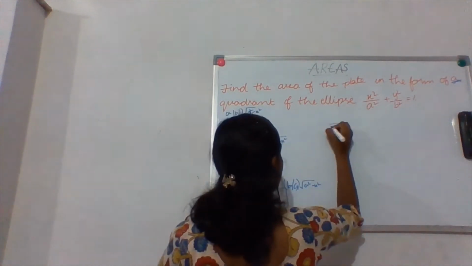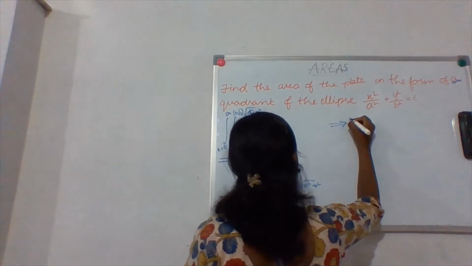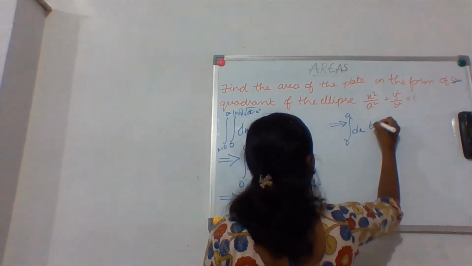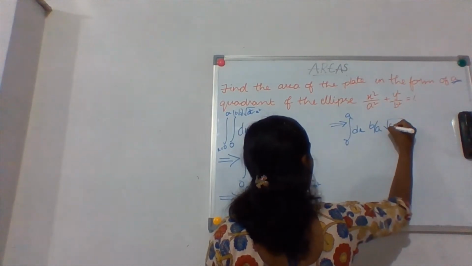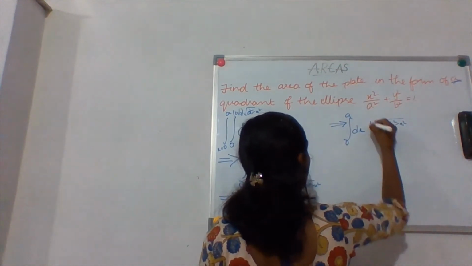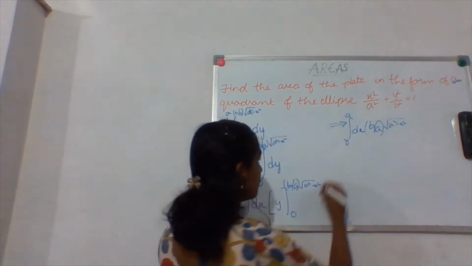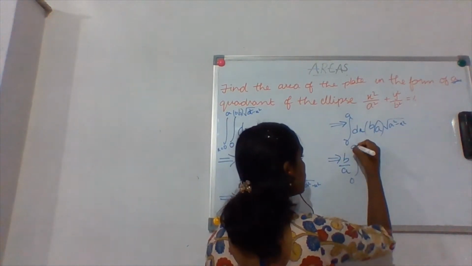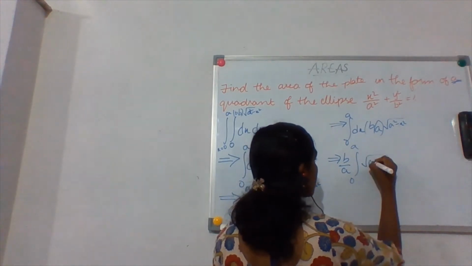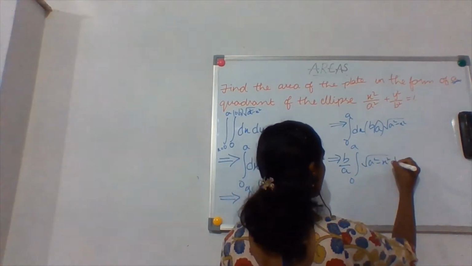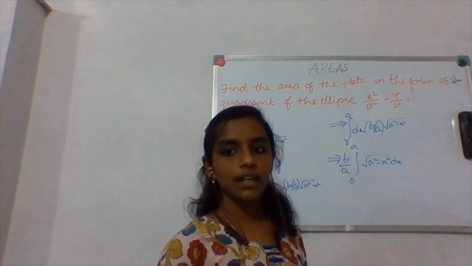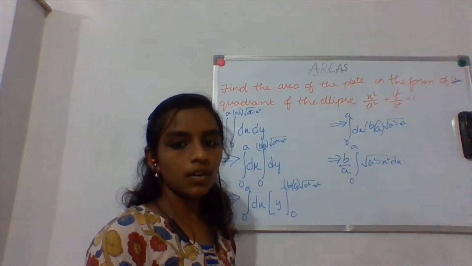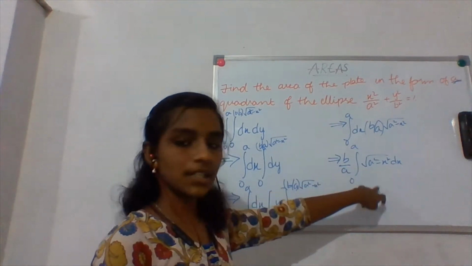So this will imply the integral from 0 to a of dx, b by a into root of a square minus x square. Is it clear? So b by a into the integral from 0 to a of root of a square minus x square dx. Done? So for the final answer, you can integrate this.